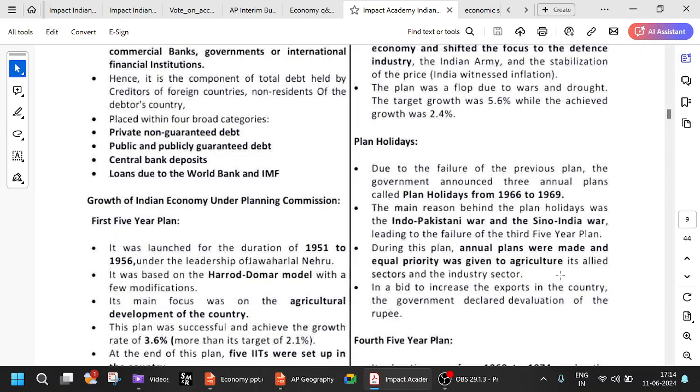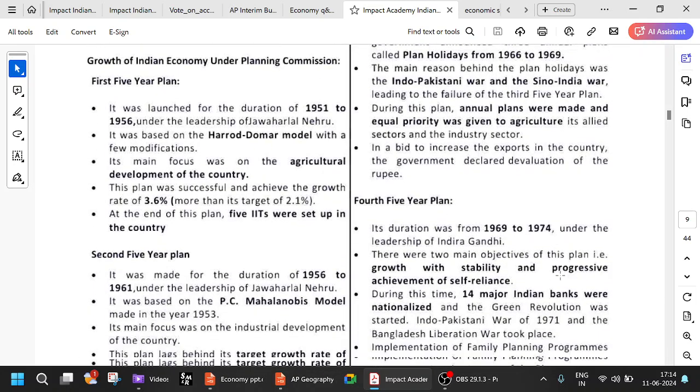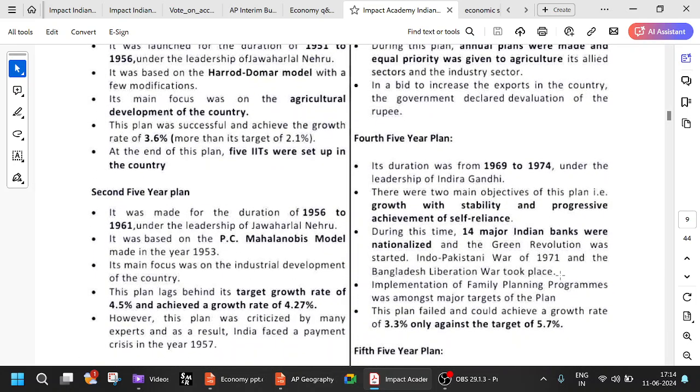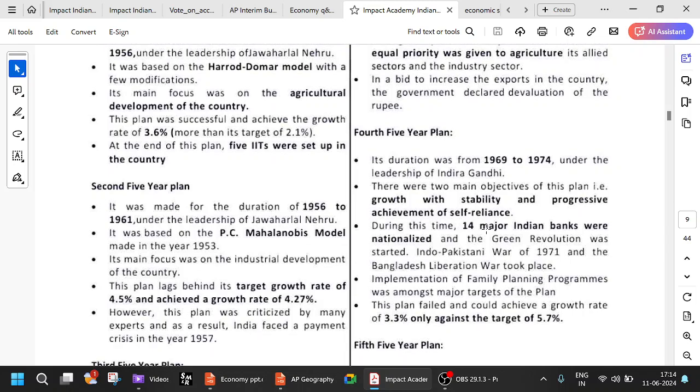Then you have the fourth 5-year plan. During the fourth 5-year plan, one thing you have to remember is that 14 major Indian banks were nationalized. This is very important. The objective of this plan was growth with stability and progressive achievement of self-reliance. And the plan failed and could achieve a growth rate of only 3.3 against 5.7. So anyway, you have to remember 14 major Indian banks were nationalized. Next, we have the fifth.